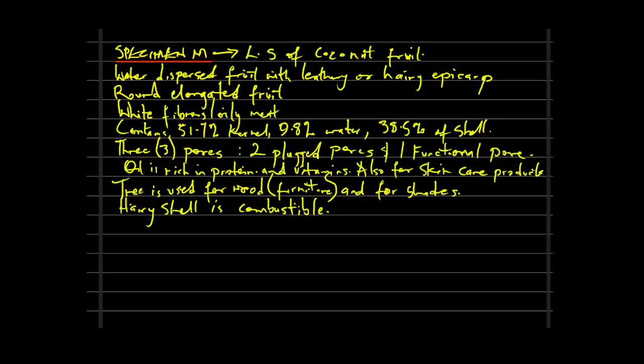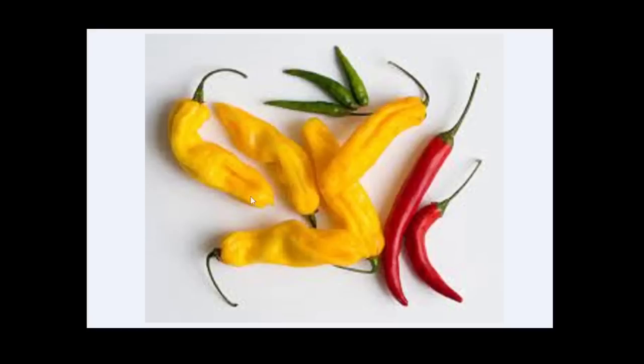And the last specimen we have is specimen N, which is the longitudinal section of fresh chili pepper fruits. That is the last specimen that we have for this segment. So actually, this is how the fruit looks like. This is the fruit itself.